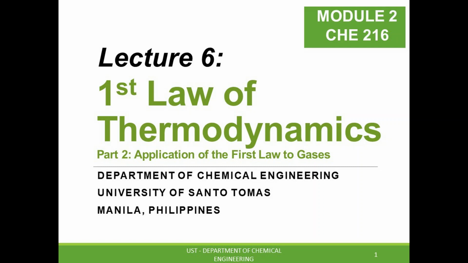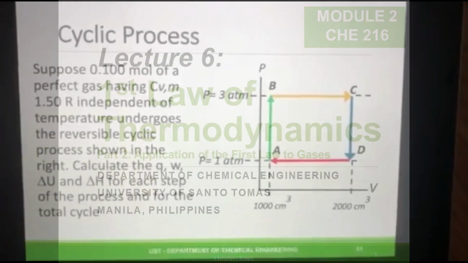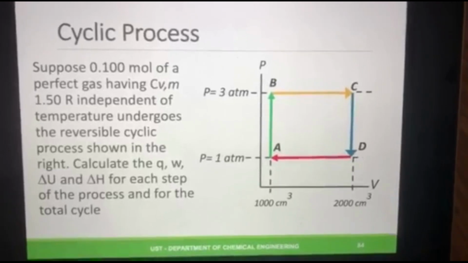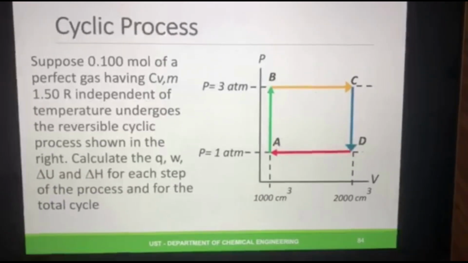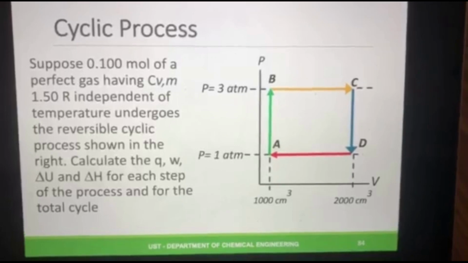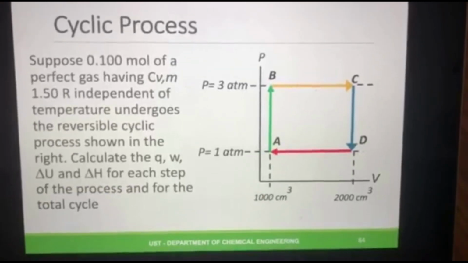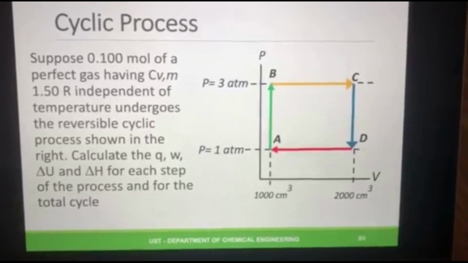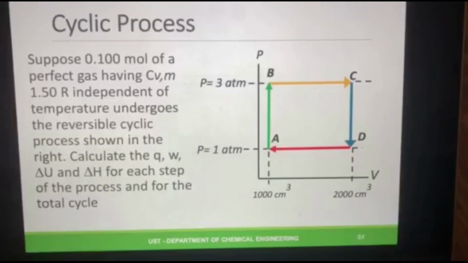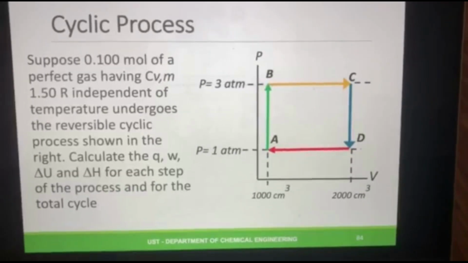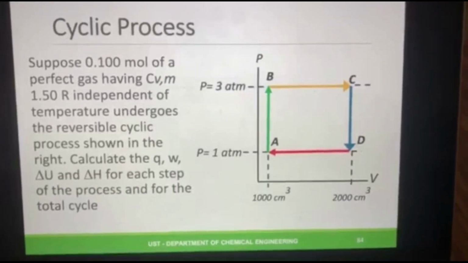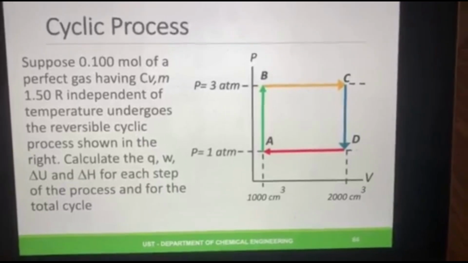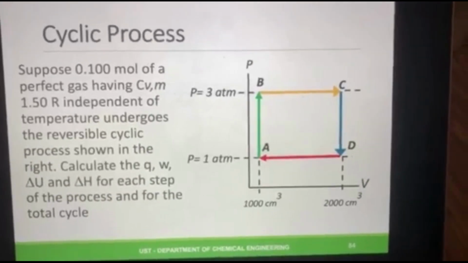Hi. The detailed solution for the second example in the cyclic process of Lecture 6 will be explained in this video. For the second problem, suppose 0.1 mole of a perfect gas having molar heat capacity at constant volume 1.5 R independent of temperature undergoes the reversible cyclic process shown in the right. Calculate the Q, W, delta U, and delta H for each step of the process and for the total cycle.